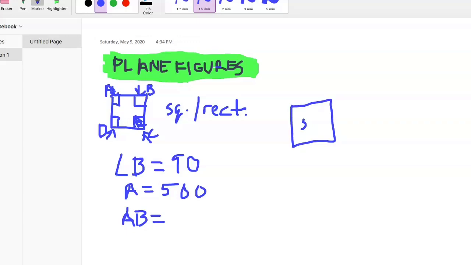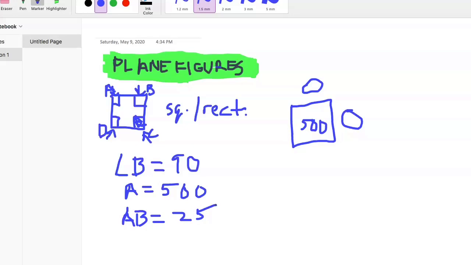So we have the square. We know its area is 500, so the length times the width is going to be 500. When we multiply this times this, we get 500. Those numbers have to be the same because all the sides are the same. So AB would be 25, because 25 times 25 is 500. The easiest way is to just plug in the answer choices, and the answer choice of 25 would be correct.